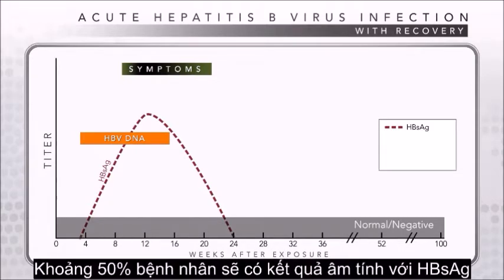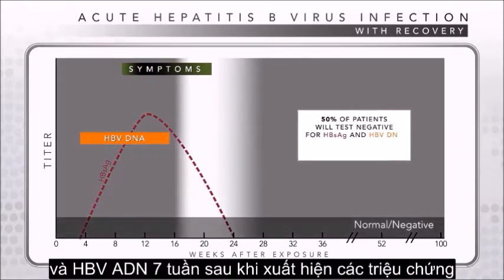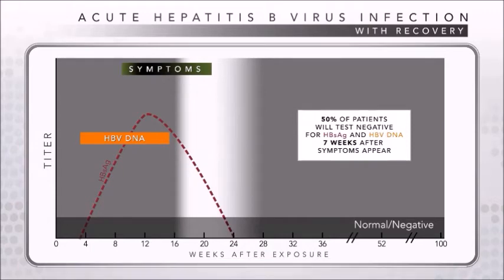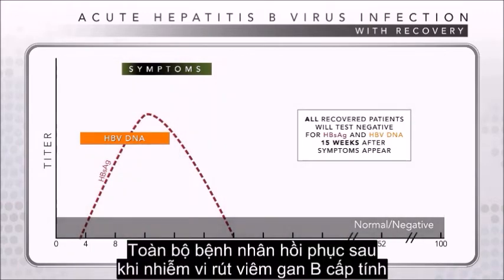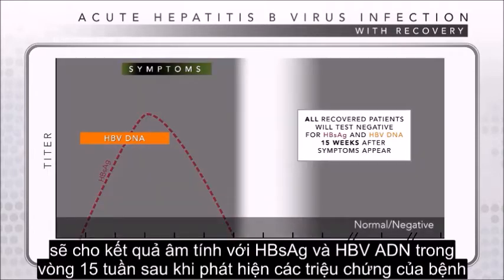About 50% of patients will test negative for HBsAg and HBV DNA by 7 weeks after symptoms of acute illness have appeared. All patients who recover from an acute infection will be HBsAg and HBV DNA negative by 15 weeks after the appearance of symptoms.